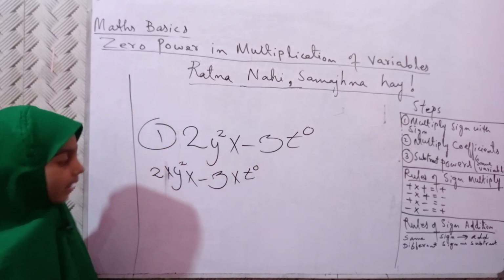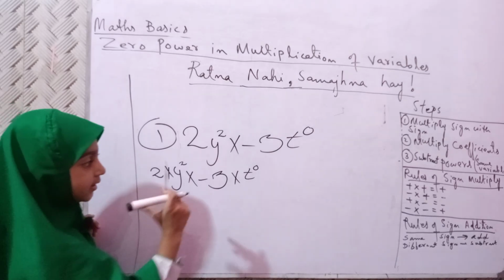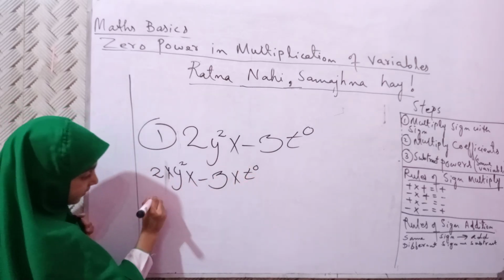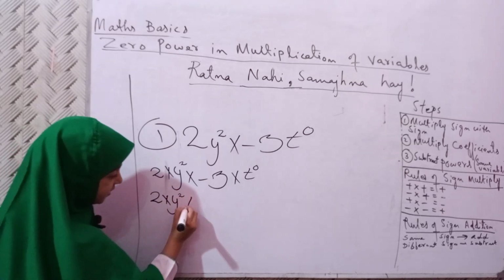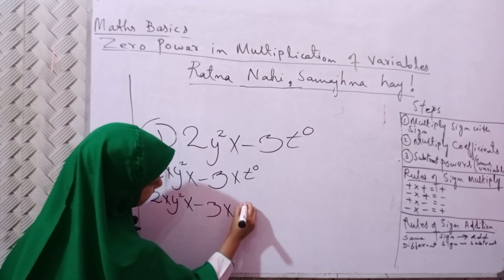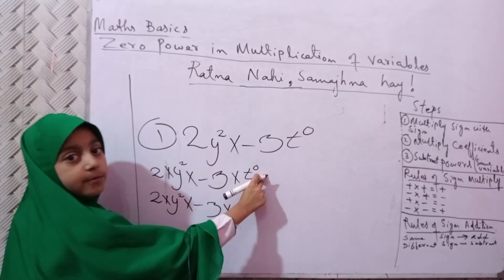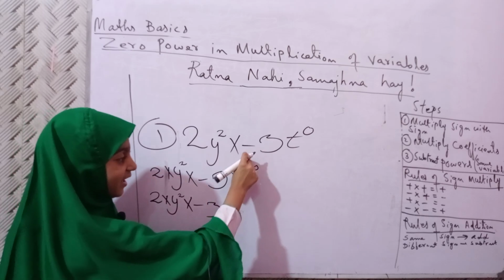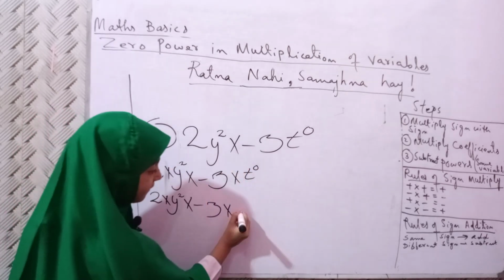Now, I have done my multiply sign. Now, I will write down till here as it is. One thing is remaining, that's why I will write it down as it is. Now, see, this variable has 0 power. It means the full variable becomes a 1.